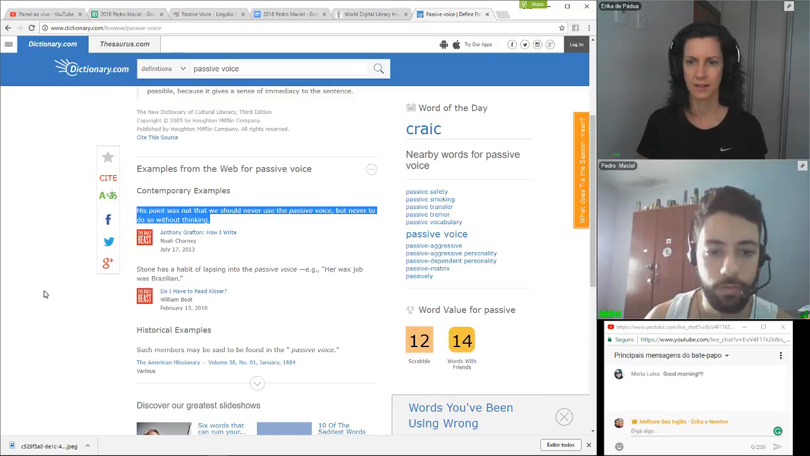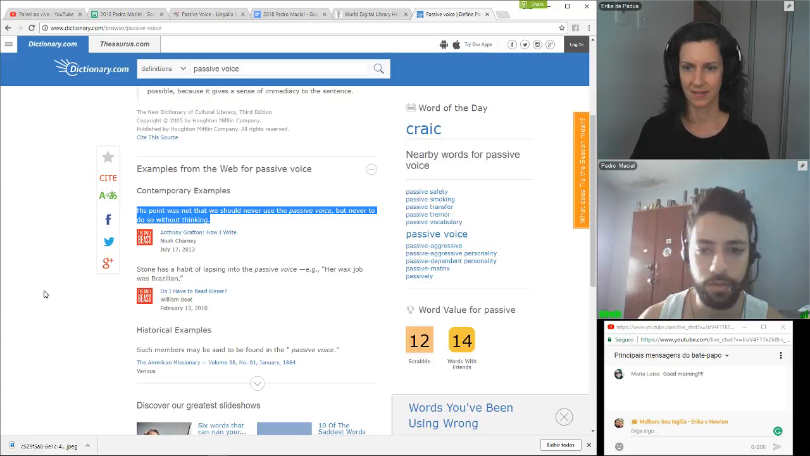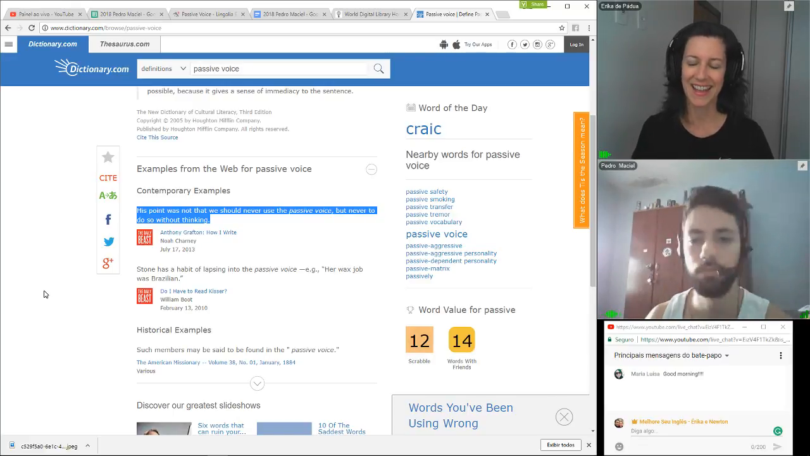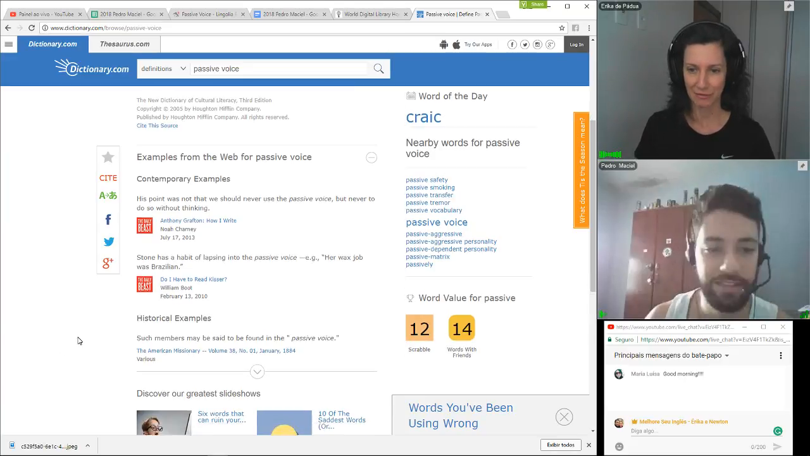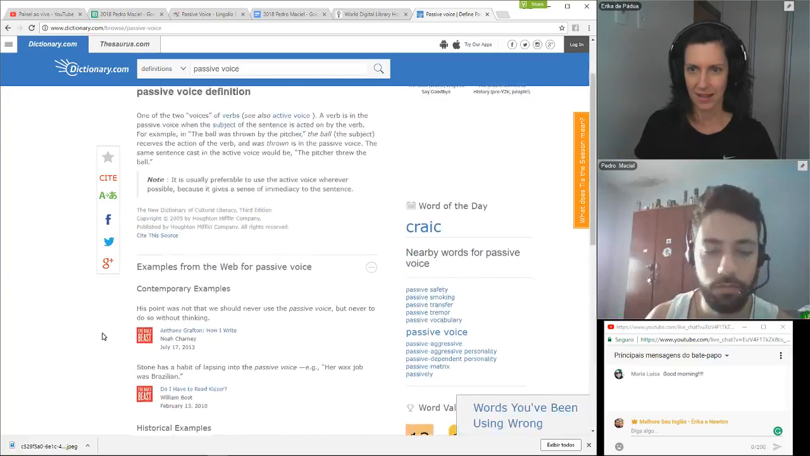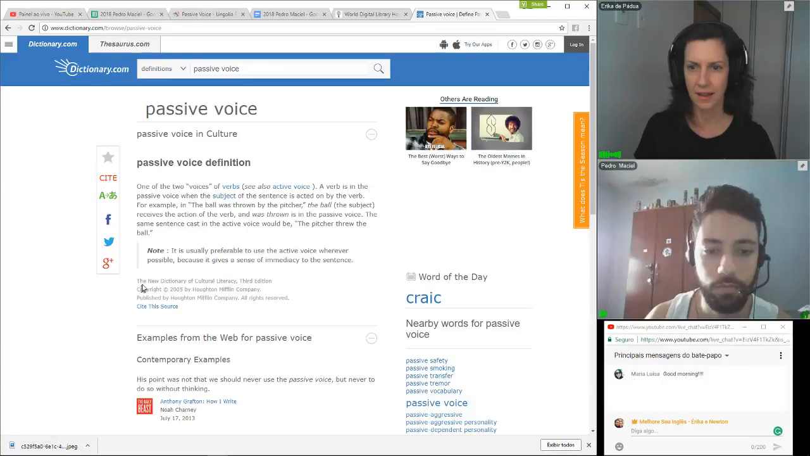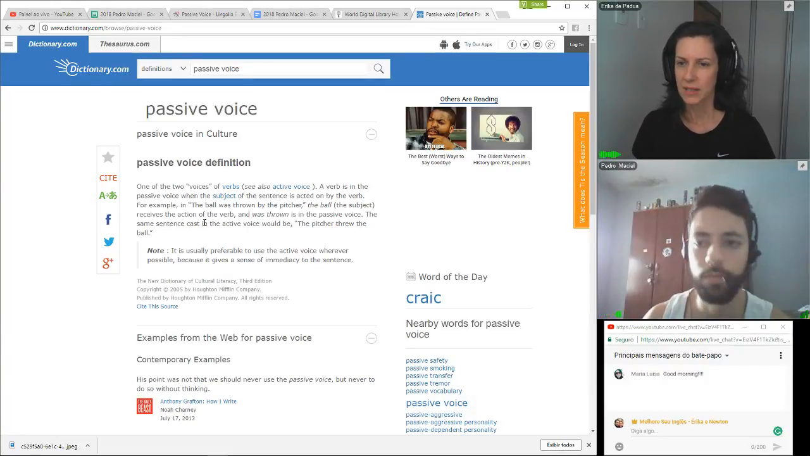Contemporary examples. His point was not that we should never use the passive voice, but never to do so without thinking. But they're not using the passive voice here. They're just mentioning the passive voice, not the usage. Let's see if we can transform. And the second one is not passive either? No, it's not. But in the explanation, they give an example about a ball.